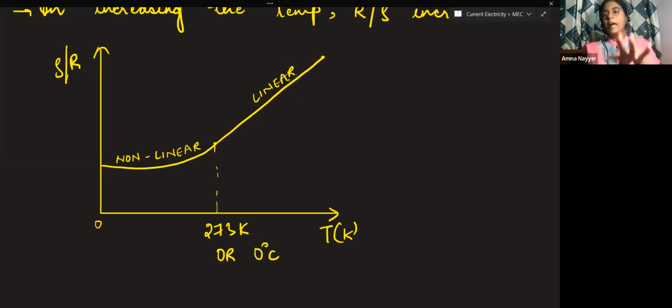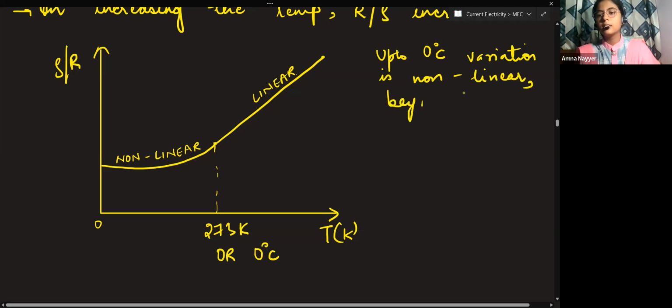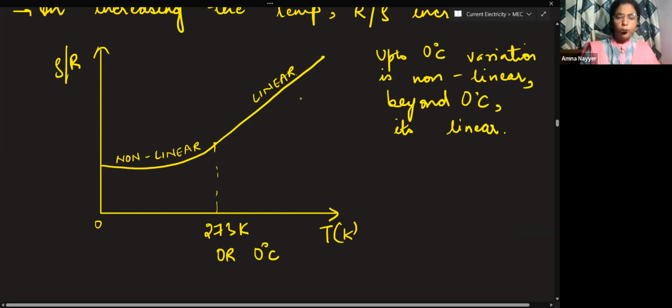Therefore, you can directly say that up to 0 degree Celsius, the variation is non-linear. Beyond 0 degree Celsius, it's linear. This is for conductors. Then you have alloys also. Alloys we'll also see.